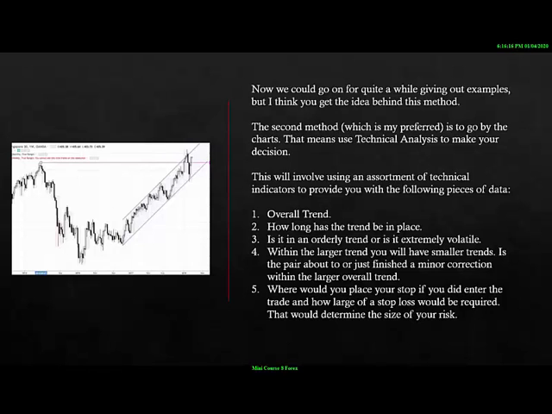Number 4, within the larger trend, you will have smaller trends. Is the pair about to enter, or has it just finished, one of those minor corrections within the overall trend? And number 5, where would you place your stop if you did enter the trade, and how large of a stop loss would be required? And by doing that, it would determine the size of your risk.